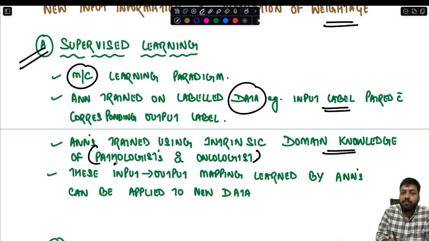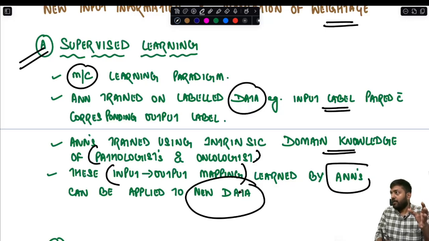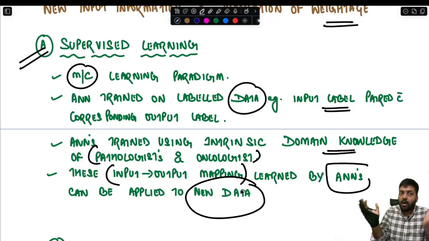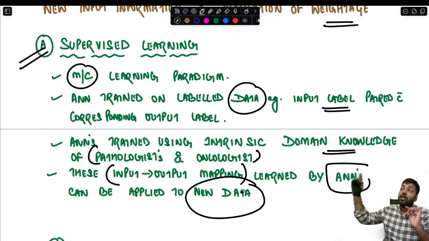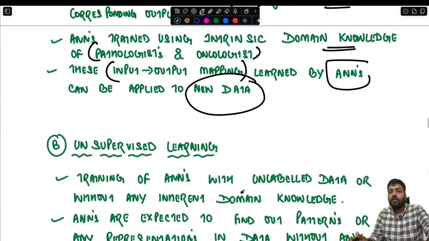Such input-output mapping learned by the artificial neural network can be applied even to new data. Suppose, as a pathologist, I have given so much data about different types of tumors, the inputs and outputs. Whatever the machine, the software, the artificial neural network has learned from this input data, it can also apply to newer data. This is what artificial intelligence is: you are using whatever existing knowledge is there, but by its own thinking, it also applies that knowledge to the interpretation of newer data. This is your supervised learning, wherein I am providing all the information to the particular artificial neural network.